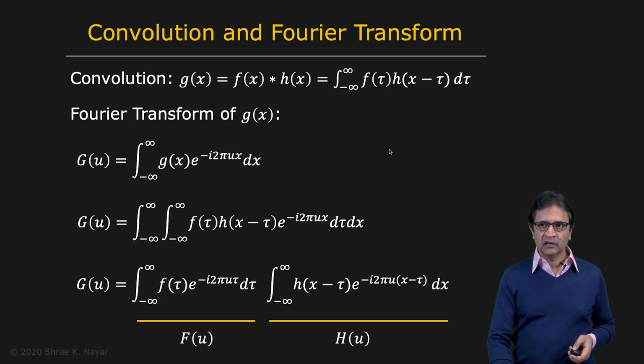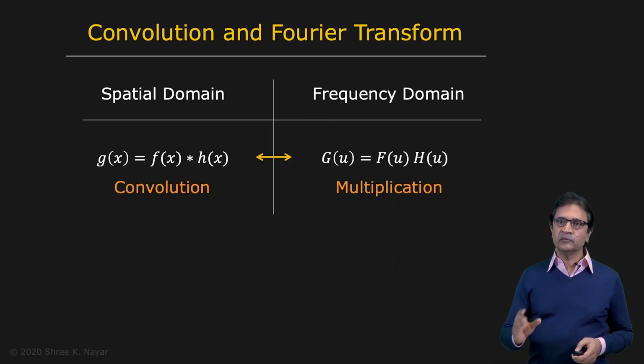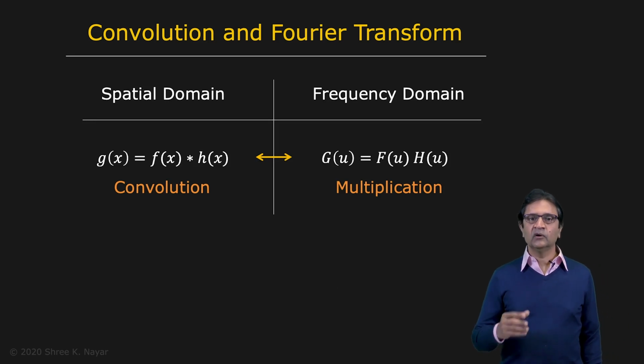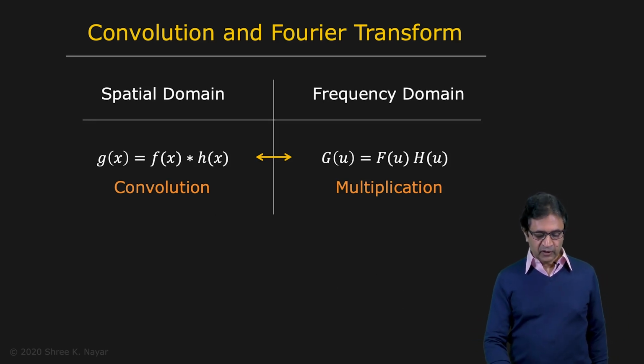So you see here that you have convolution of f with h in spatial domain corresponds to multiplication of the Fourier transform of f with h in frequency domain. So this is a very important relationship between convolution and the Fourier transform, also referred to as the convolution theorem. What it says is that if you're finding the convolution of two functions in spatial domain, that is equivalent to multiplying the Fourier transforms of the two functions in frequency domain.